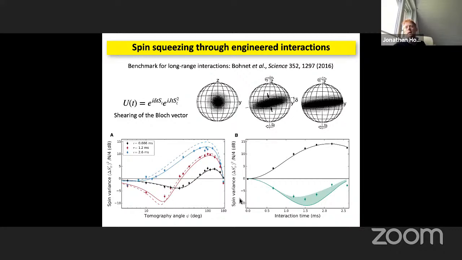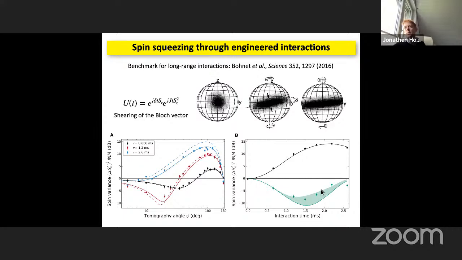And then they also use this to show that they could do sensing at some level, and how this is a function of the amount of time they apply the Hamiltonian for. What you see is that the squeezed variance gets reduced down towards a 10 dB reduction in the variance.